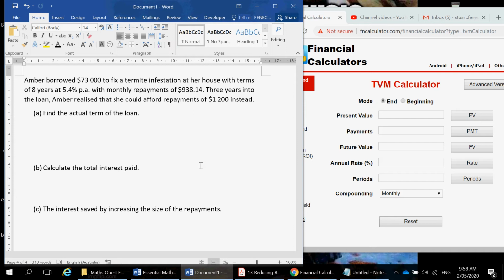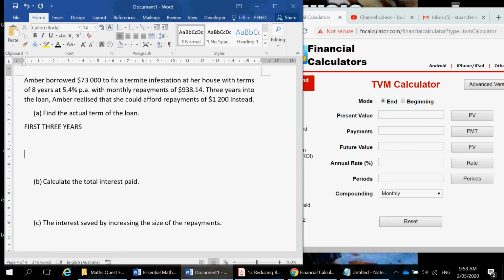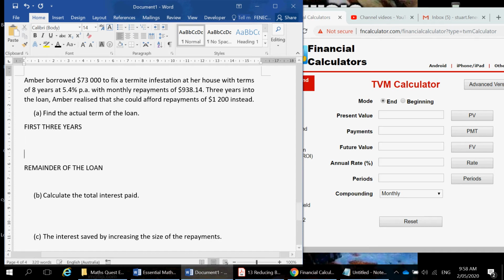So this is where things get really interesting. It's 3 years into the loan that Amber was looking at changing things. So we need to look at the first 3 years, and then we need to look at the remainder of the loan. We need to look at what happened in those first 3 years, because after those first 3 years, Amber isn't going to owe $73,000 anymore. We don't know how much Amber actually owes at the point where she wants to change the repayments. We're going to need to know that before we can do the calculations. So we need to know how much Amber owes after the 3 years.